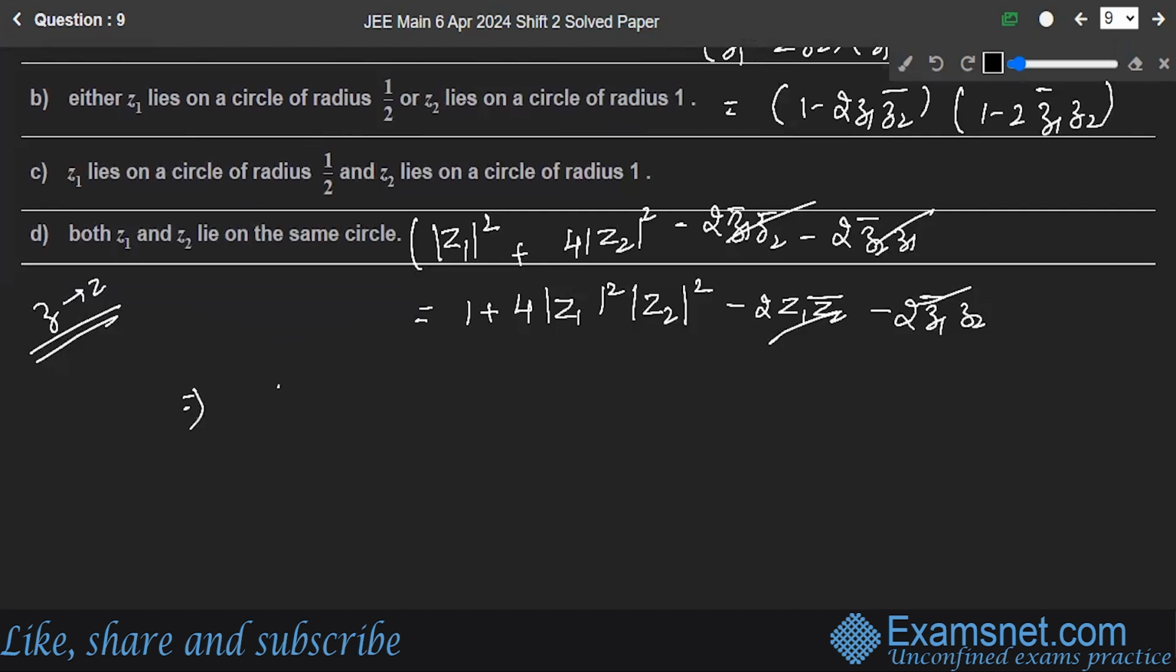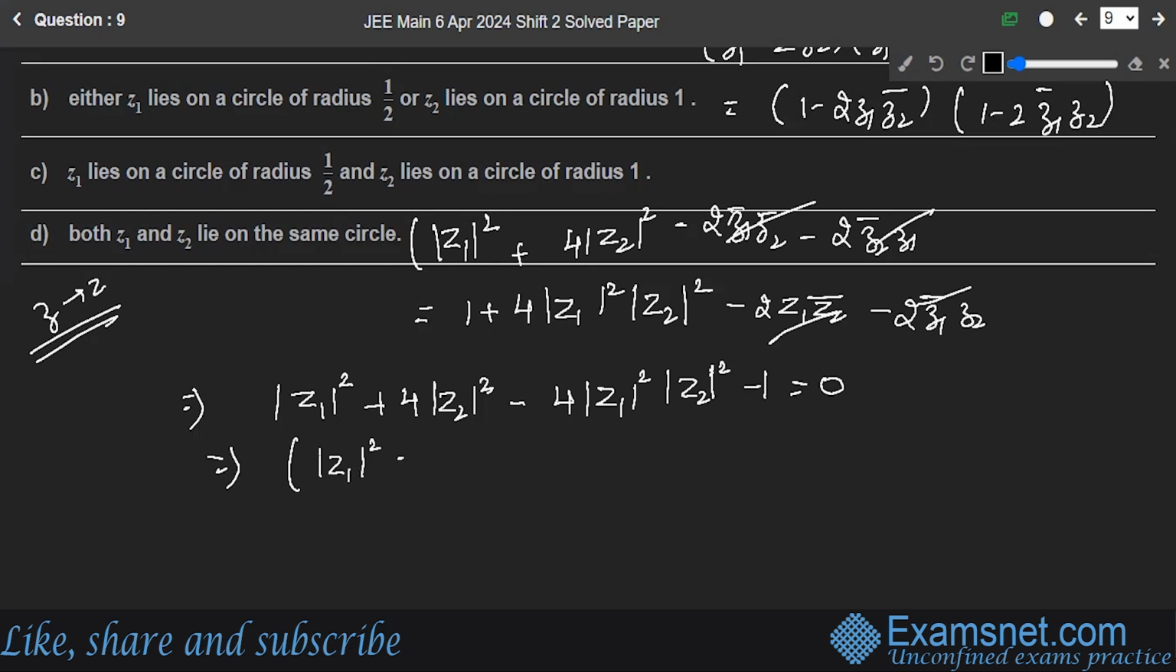Let's write it down. You have modulus Z1 square plus 4 modulus Z2 square minus 4 modulus Z1 square modulus Z2 square minus 1 is equal to 0. So this will give me, you will factorize it and you will get it like this: modulus Z1 square minus 1, times 1 minus 4 modulus Z2 square, is equal to 0.